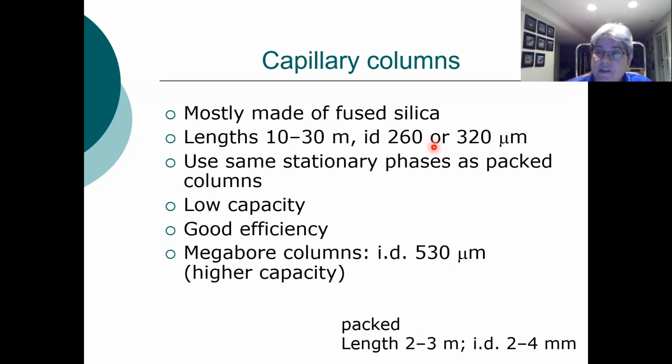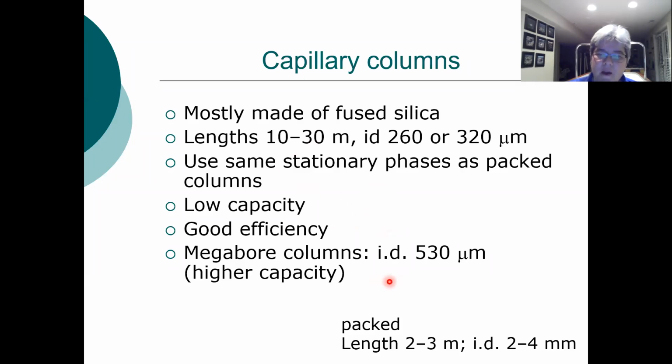And notice also their inner diameter is much smaller. This was the packed, 2 to 4 millimeters. We actually know what that is: 260 micrometers, that's 0.2 millimeters. So these are much smaller columns. The stationary phases are the same as packed, but much longer and much smaller columns. Okay, these have low capacities, so only small sample sizes, but they're also more efficient. They give you better separations, really long columns.